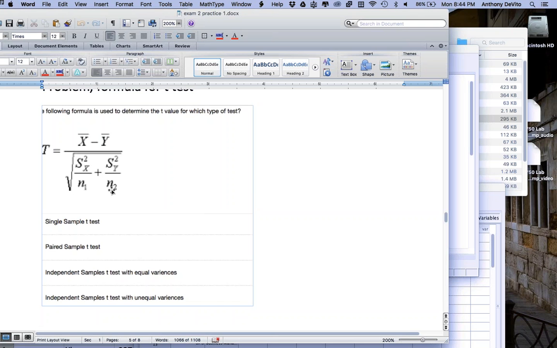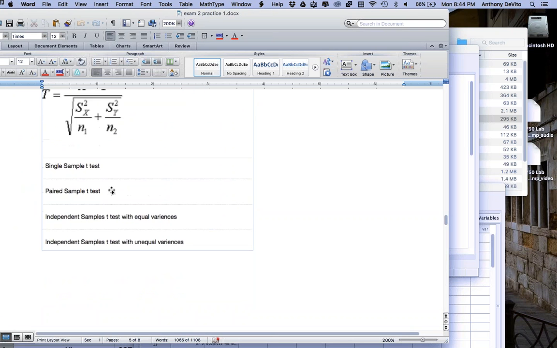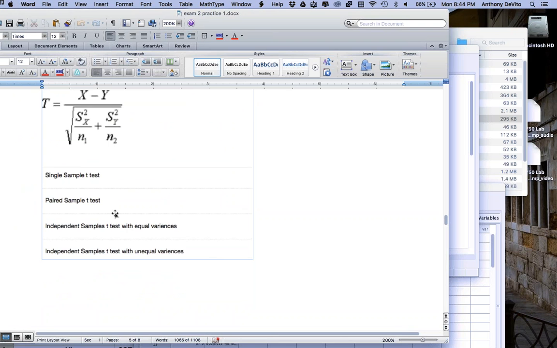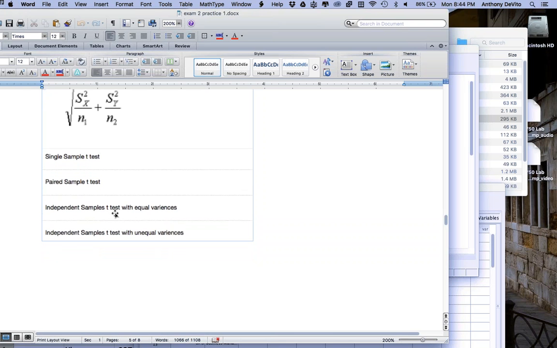If you look back at your formula page, which of these would be the situation where you would use this? Is it a single sample test? No. Is it a paired samples test? No, because we'd be looking at the differences, not the individual difference. In other words, we would be looking at the mean difference is not equal to 0 or something like that. Okay, so it's not a paired samples test.